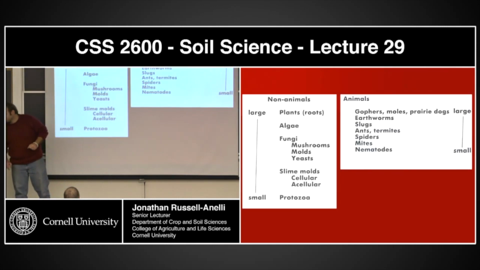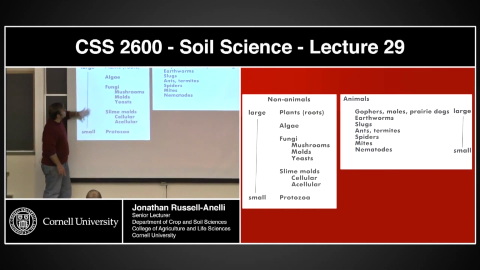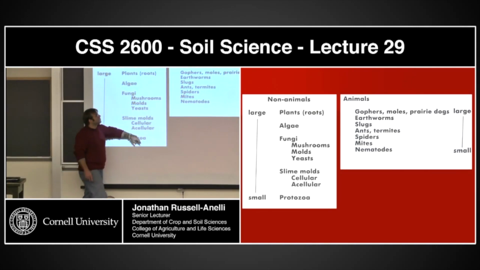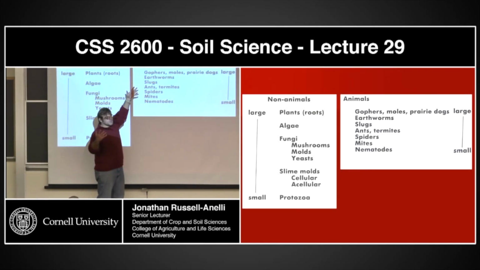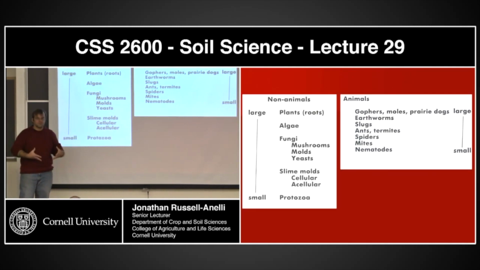When we talk about this, we often think of the non-animal groups. So we're looking at the plants, from large to small, algae, fungi, the slime molds, and some protozoa. When we talk about animals, again large to small, elephants and gophers, but we're really talking about soil organisms here: gophers, moles, prairie dogs, earthworms, slugs, all the way down to the nematodes. Generally, the things that you would think of as plants or animals fall into this group.